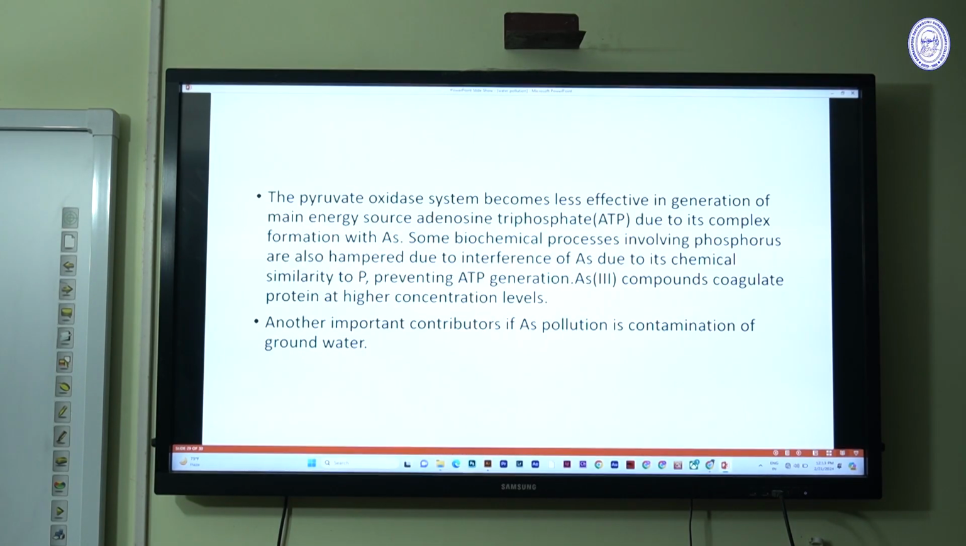Arsenic 3 compounds coagulate protein at higher concentration levels. Another important contributor of arsenic pollution is contamination of groundwater.